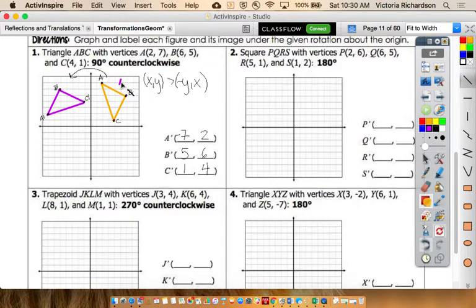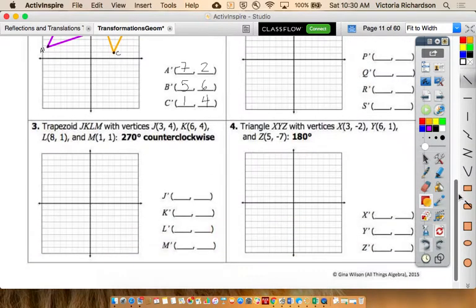So once again, this one doesn't say counterclockwise or clockwise because it really doesn't matter. It's going to go the same way because remember your X and Y don't change. I'm going to do number 3.